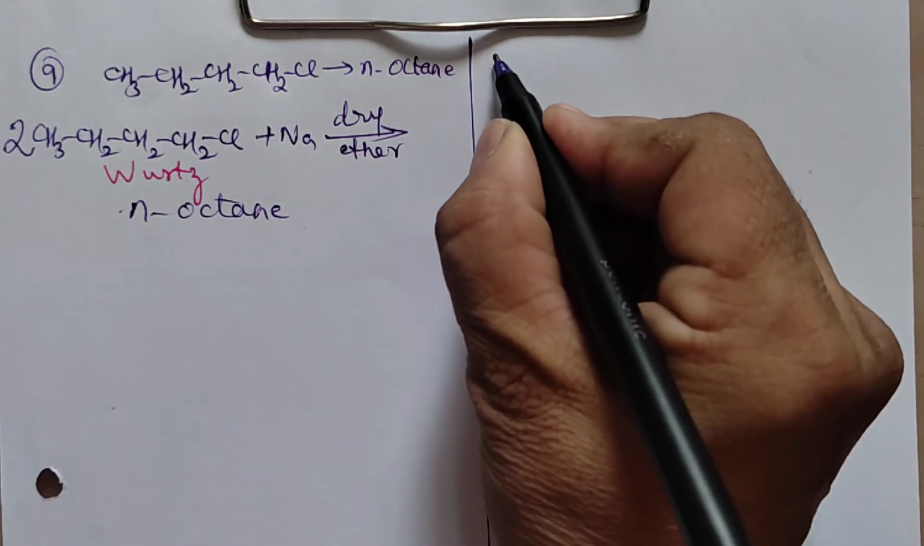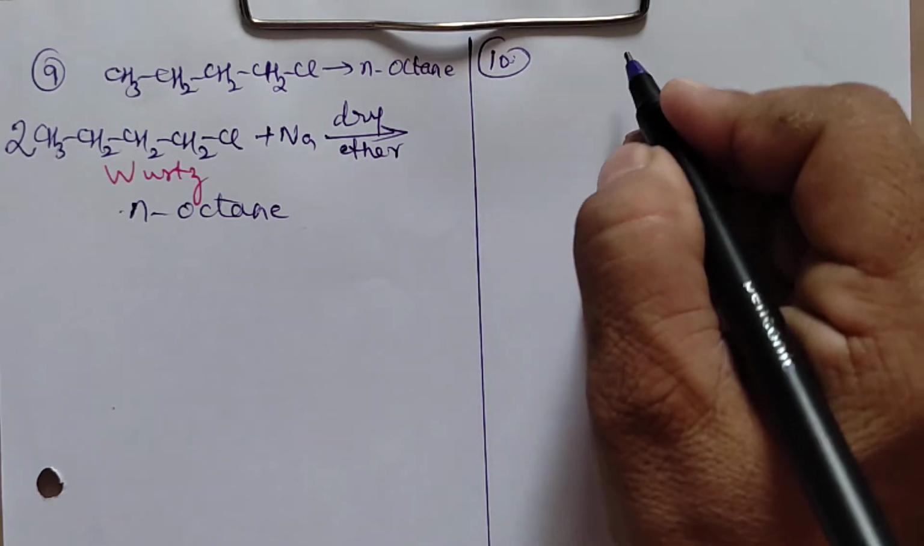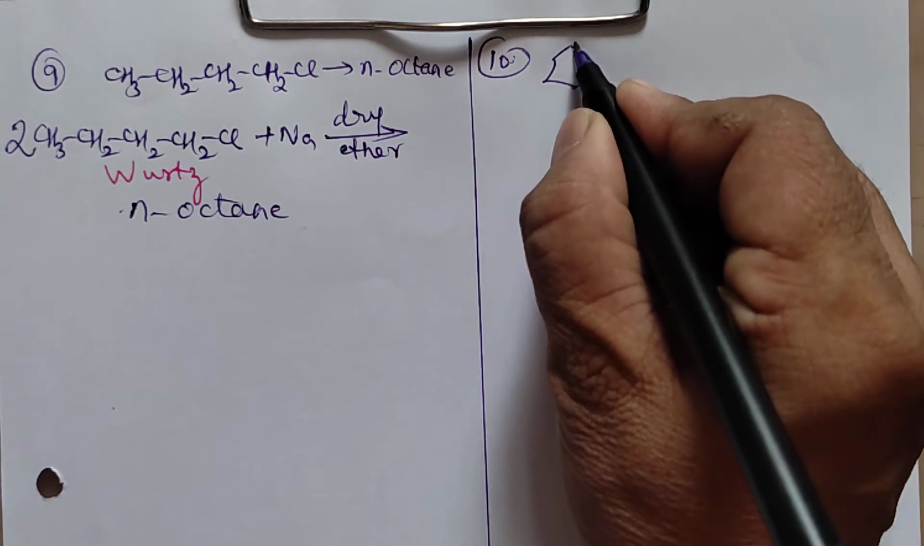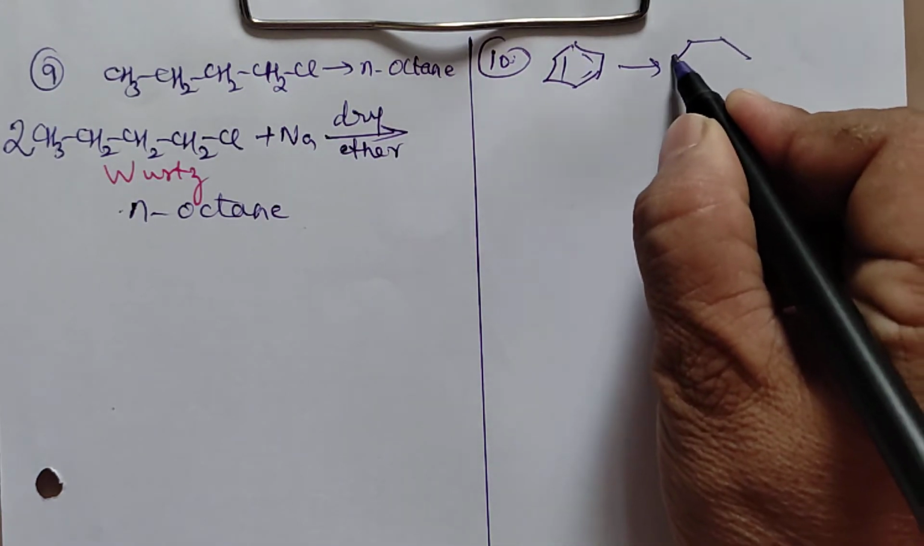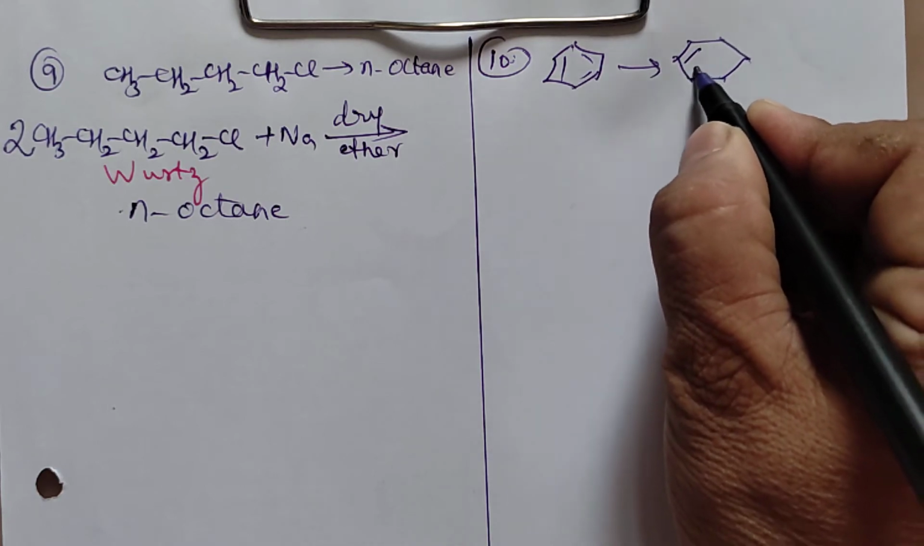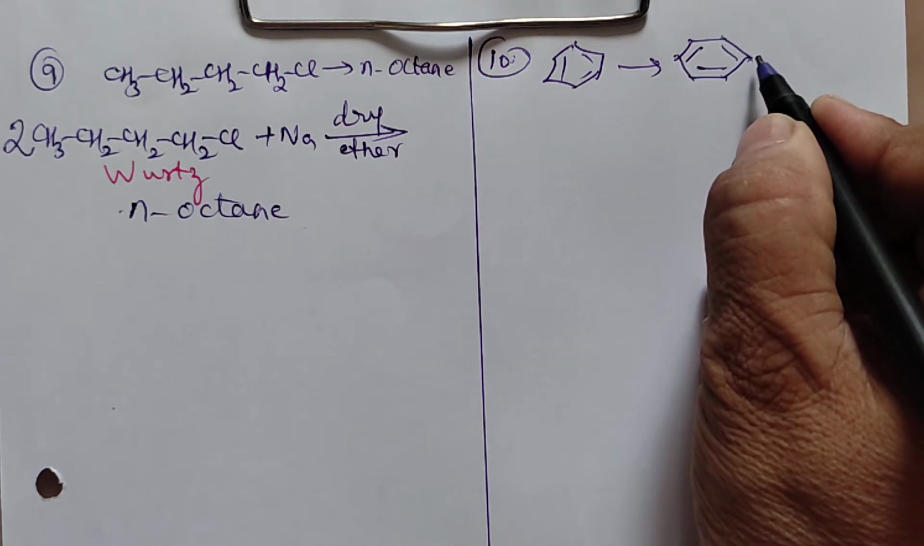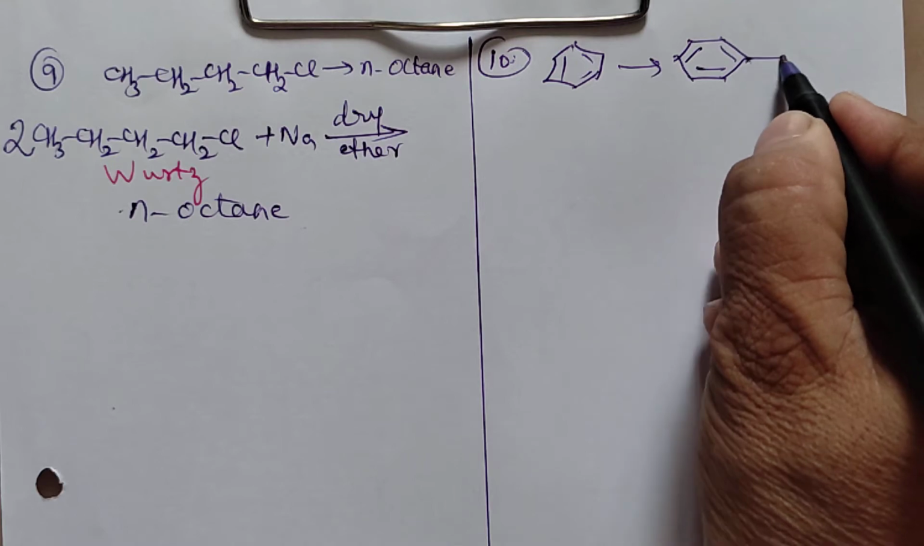Okay. The 10th conversion is benzene to biphenyl. This is benzene, and what we want to prepare is biphenyl. Biphenyl means 2 benzene rings are held together like this.